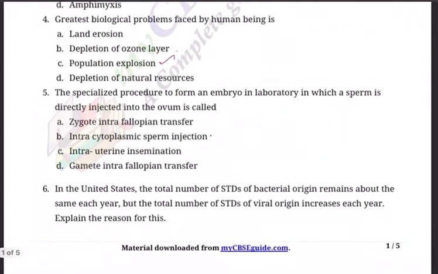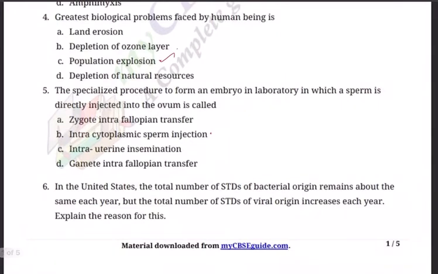Next, question 5, the specialized procedure to form an embryo in a laboratory in which a sperm is directly injected into the ovum is called. Now see, in which a sperm is directly injected into the ovum, that too in a laboratory. So A, zygote intrafallopian transfer, that is ZIFT. B, intracytoplasmic sperm injection, yes, this should be the answer, ICSI. C, intrauterine insemination, and D, gamete intrafallopian transfer. It has to be this, intracytoplasmic sperm injection.